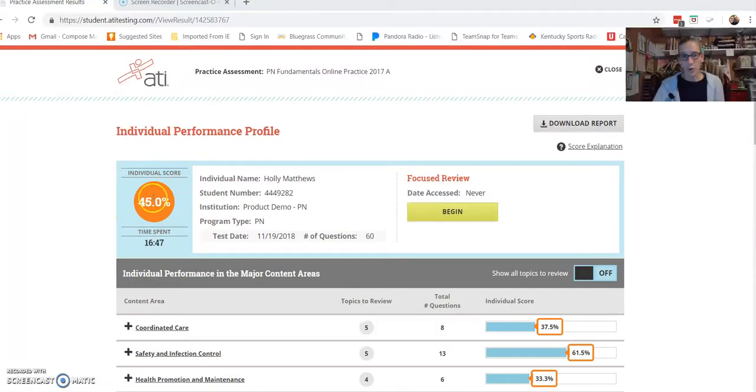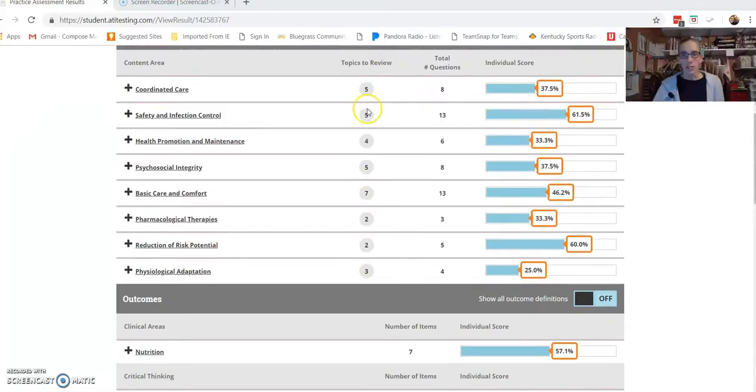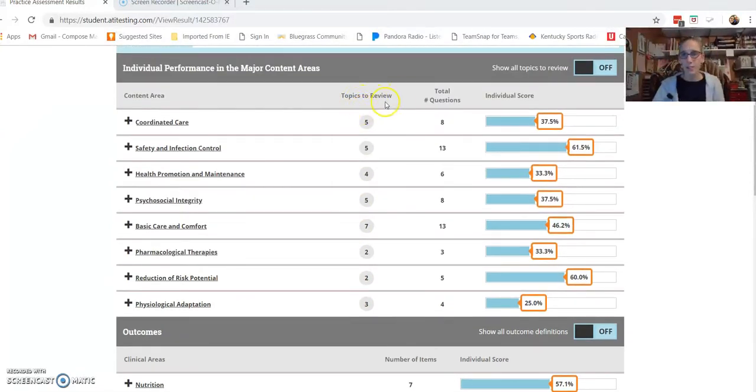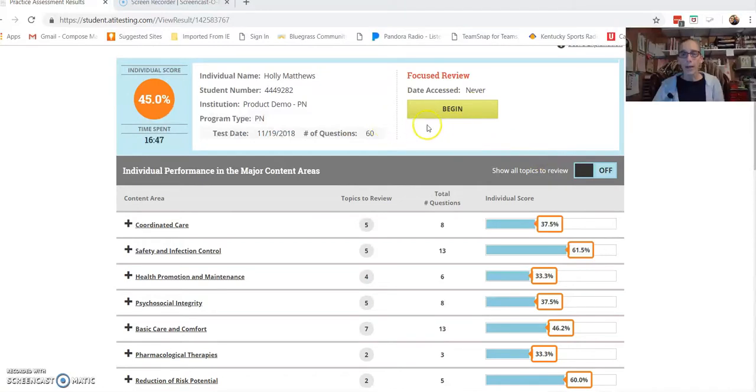So my individual score was 45%, and it shows here topics to review. I have 5 topics under coordinated care, 5 under safety and infection, and so on. So what I need to do is 1 hour in the focused review, and I'm looking at the syllabus over here on my other screen. That was part of the syllabus: you're going to take the test, complete a 1 hour focused review, and do 3 bullet points for each item missed.